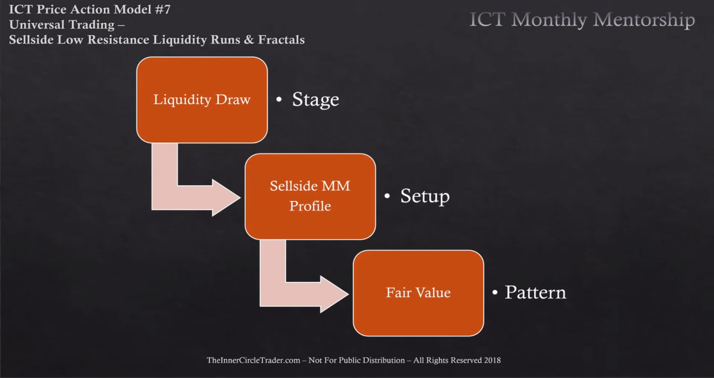All right, price action model number 7. Again, this is universal trading, so it's applicable to every style of trading. That means position trading, swing trading, short-term trading, day trading, and scalping. This model, again, is focusing on the sell side low resistance liquidity runs utilizing the fractal.